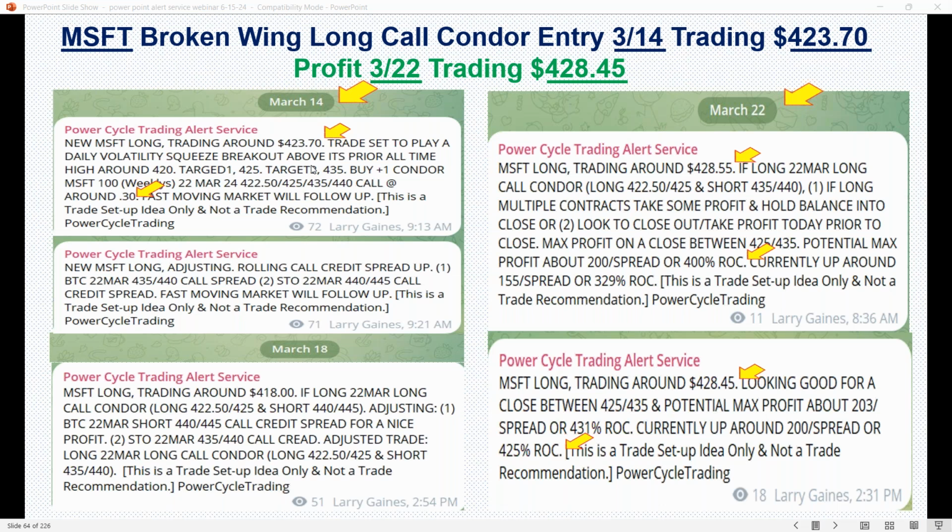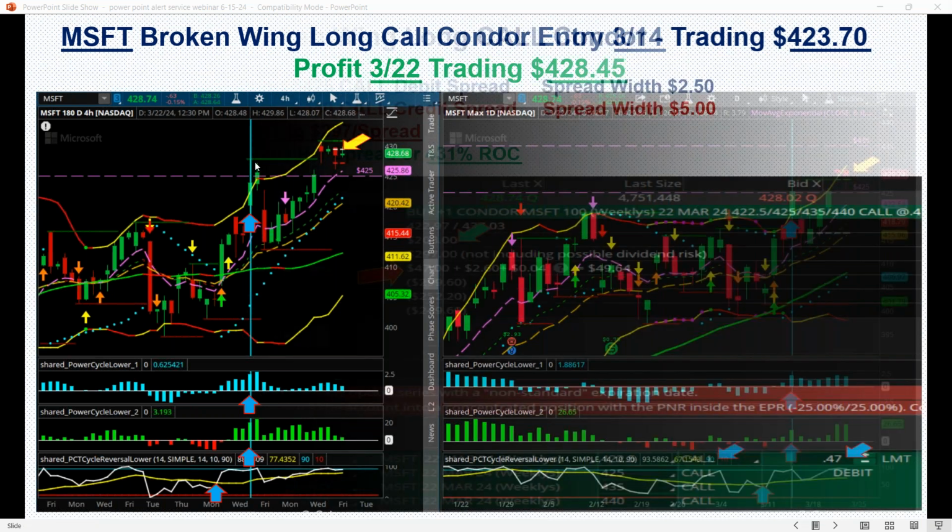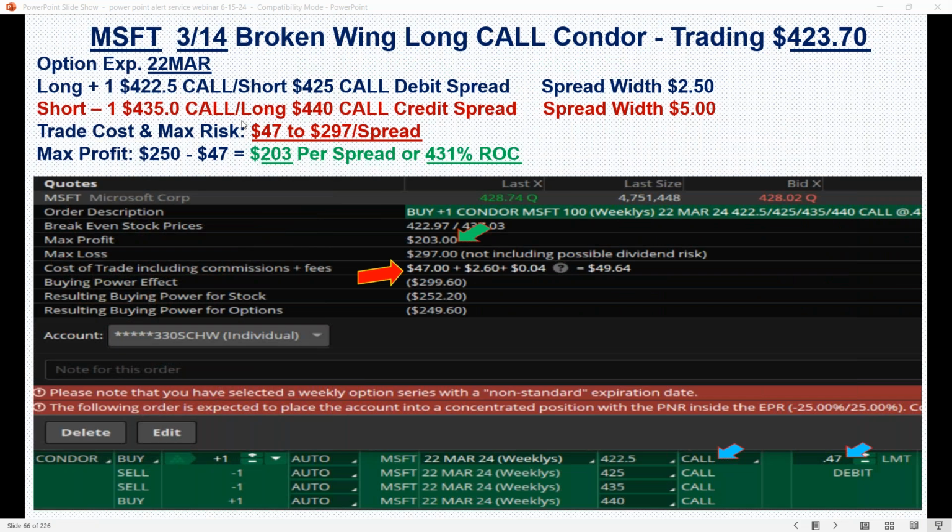So this was on Microsoft. This is what we call a broken wing long condor. So again, the same situation pattern that I'm looking for. So here was at 4 hour. We had this momentum shift, etc. We had the volatility squeeze there, got in right there, and boom, and then out right there, when it was trading up to 428. And so I'm sending you these adjustments, these alerts to stay with it, get out of it, so you can make your own decision. Again, everybody does their own thing, but I give you the options of things that you can do.